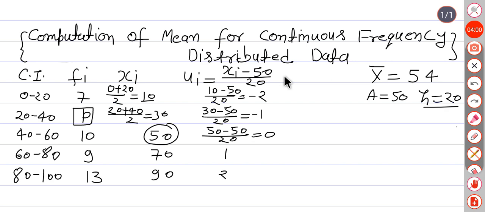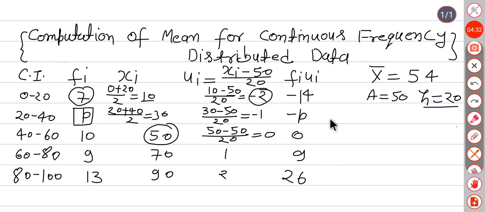Now what will you require? You will require frequency into this transformed observation. So 7 multiplied by minus 2 is minus 14, thereafter minus P, then 0, 9 and 26.